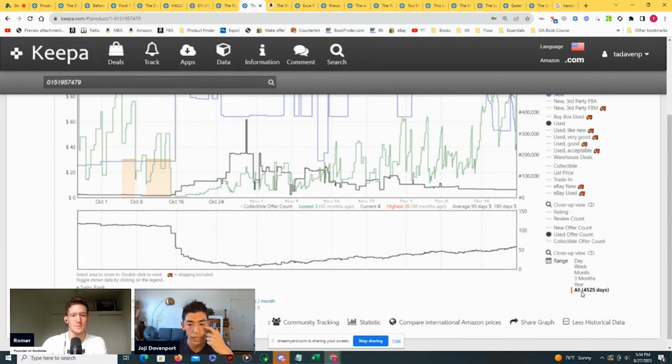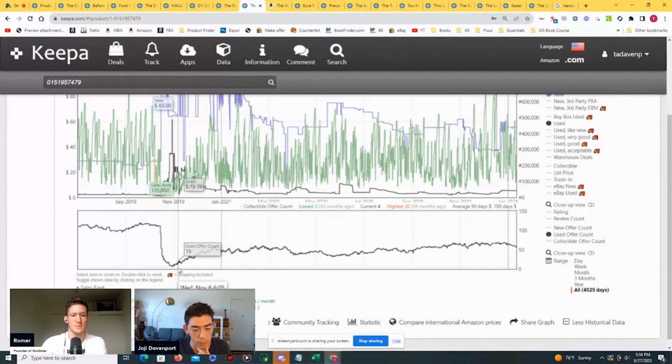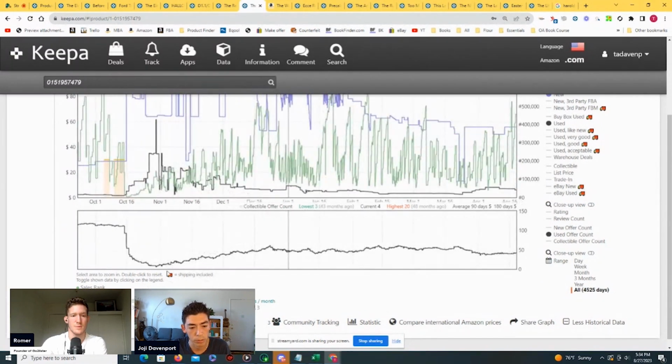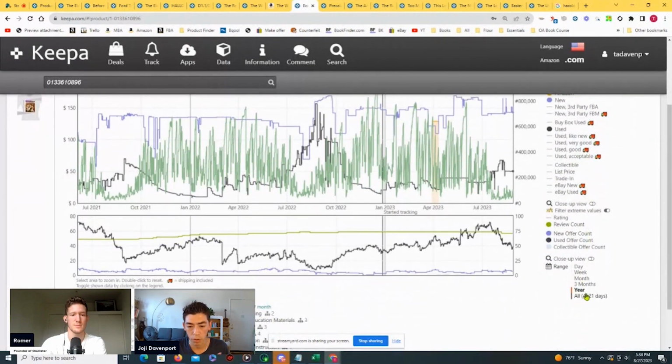Pretty insane. And again, what we can see on the backside of this, Avery, is what happens when people stop caring about this and the offer count on the bottom starts going back up. Price goes back down, right? So it's just a really simple relationship between used price and offer count, the number of people selling it.